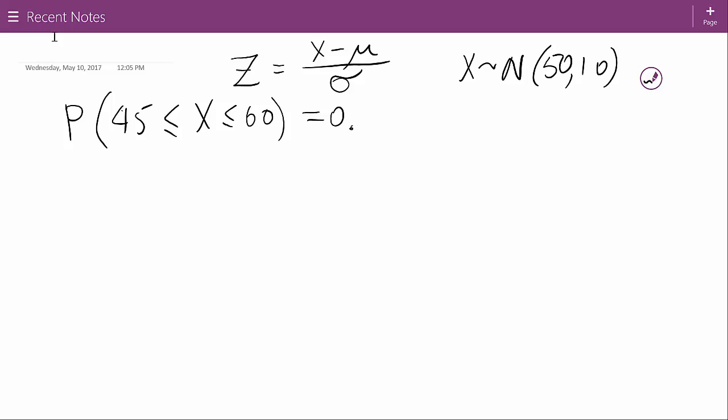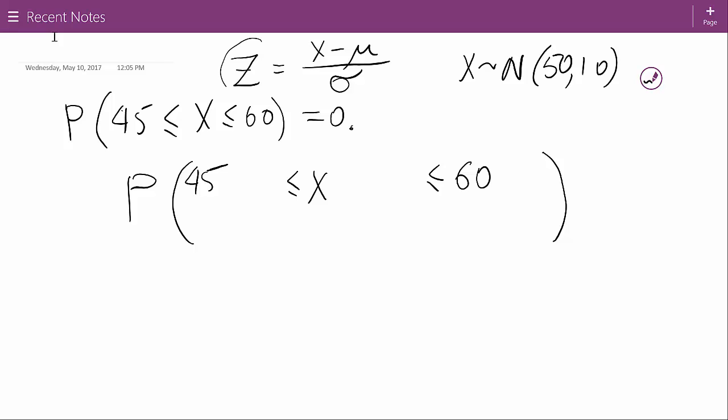So here is what I can do. I can write it out a little differently. I'm going to write it again, but now I'll have more space for my manipulations. I'm looking for the probability that x is between 45 and 60 minutes. What I'm going to do is perform manipulations with this expression in parentheses in order to get a z in the middle.